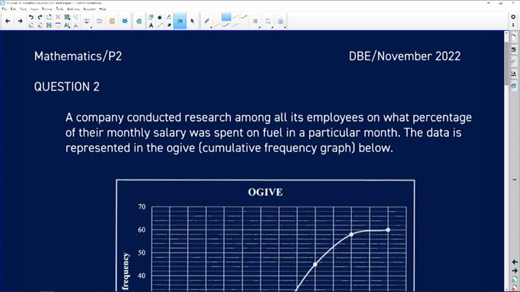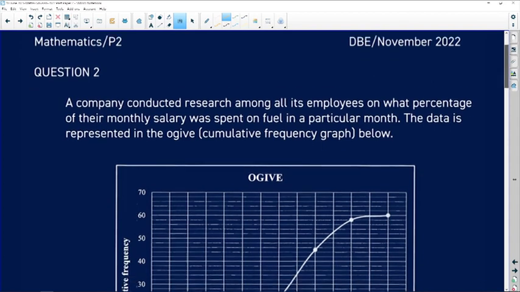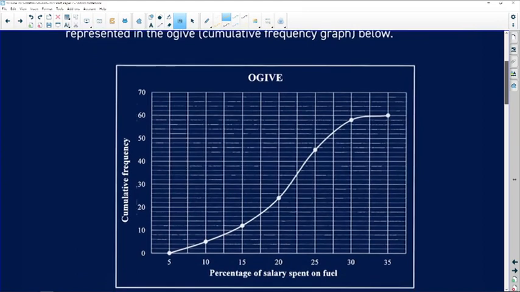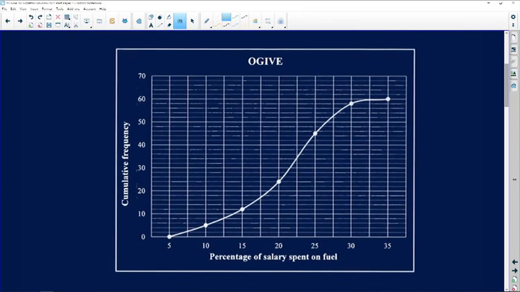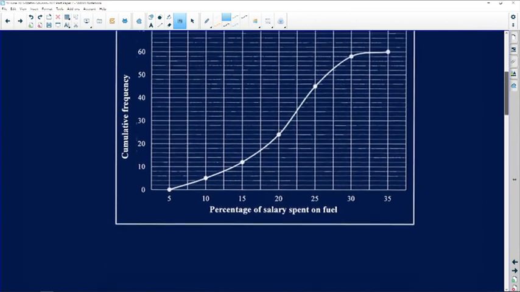It says a company conducted research among all its employees on what percentage of their monthly salary was spent on fuel in a particular month. The data is represented in the ogive cumulative frequency graph below. It is also represented in the table below. You can also see the ogive, the cumulative frequency on the y-axis, and the percentage of salaries spent on fuel on the x-axis. Okay, cool.